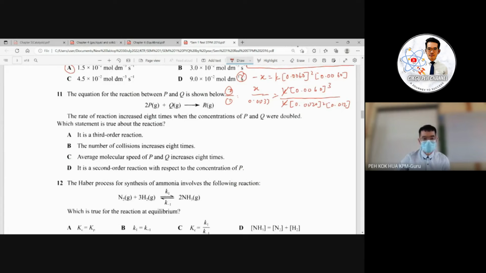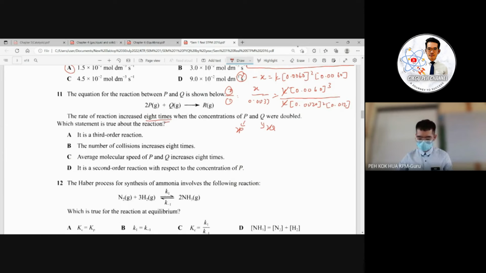Number 11: the equation for the reaction between P and Q is shown below. 2P plus Q produces R. The rate of reaction increased 8 times when the concentrations of P and Q were doubled. So that means the P concentration changed to 2P and Q changed to 2Q. Again, for this question, we need to find out the order of reaction using the same method which you learned in question number 10.